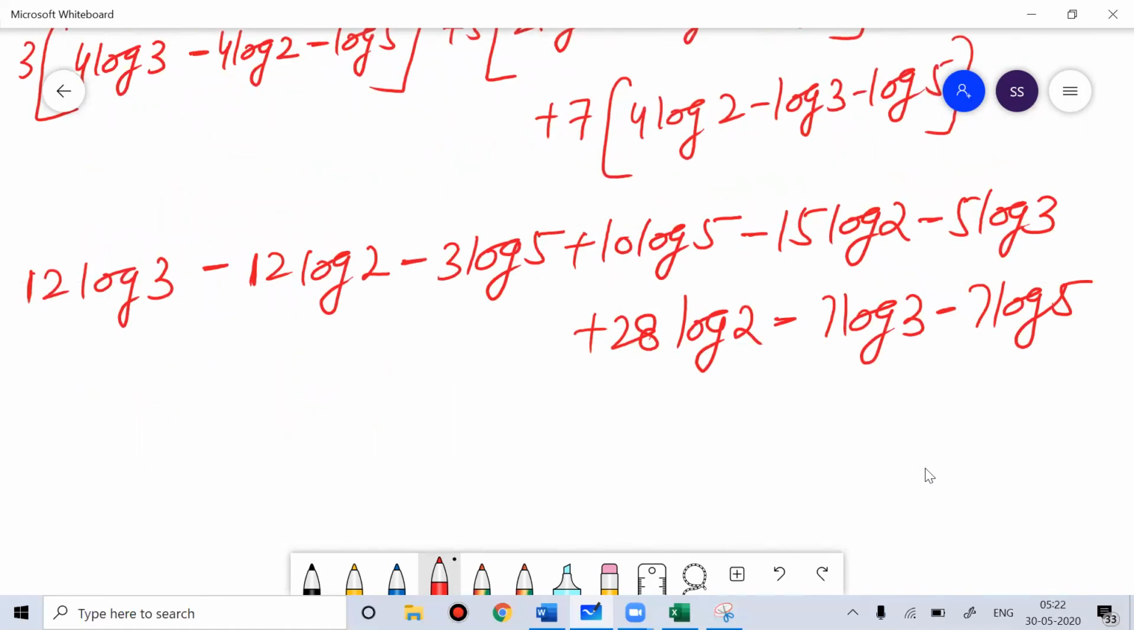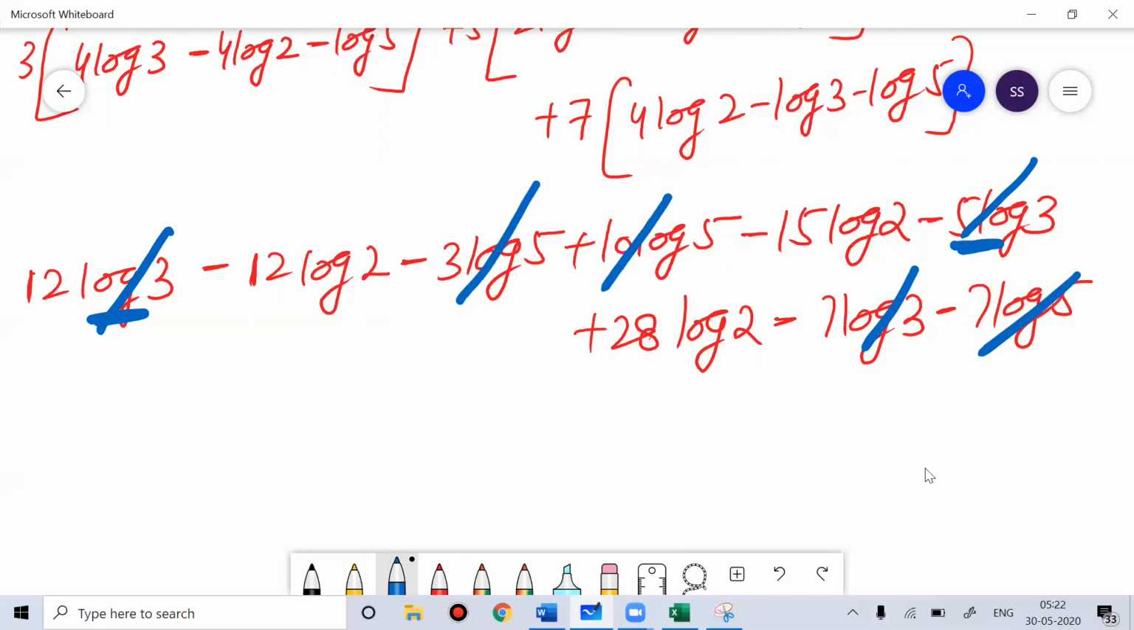Log 3, focus on log 3: 12, 12, then 7, and then 7. So log 3 will get cancelled. Then log 5: 7, 7, 7 will get cancelled. Now focus on log 2: minus 12 minus 15 minus 27 plus 28. The answer is log 2.